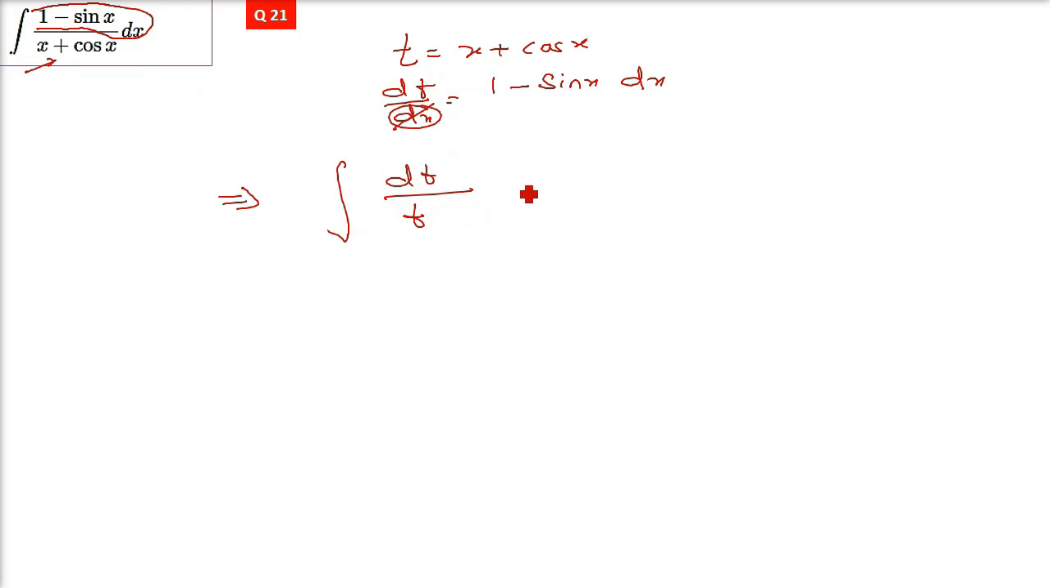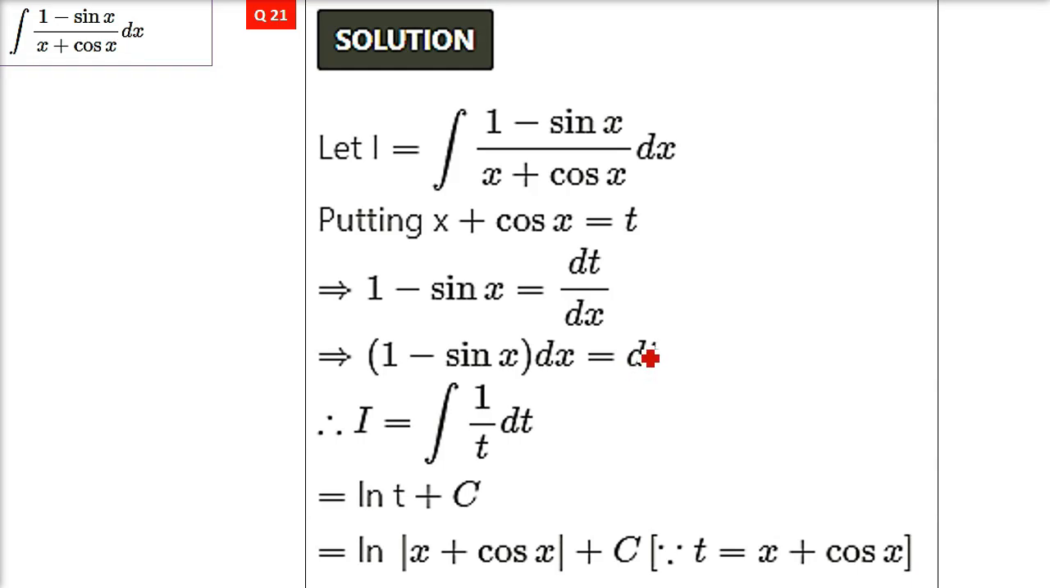So dt by t, and this is simply log base e. So let us write it as ln modulus of t. What is t? t was x plus cos x. So let us write ln modulus of x plus cos x, along with the constant of integration. This is your final result. This is the way you are going to put this on paper using your pen.